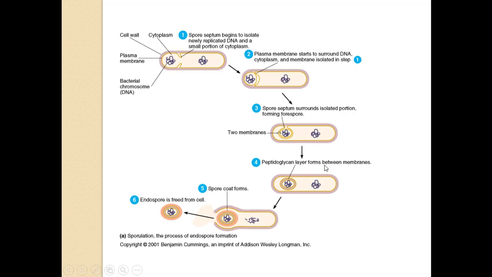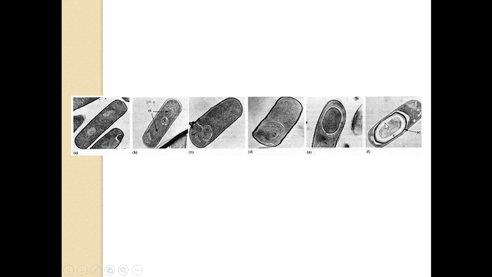The peptidoglycan layer forms between the membranes. So you have this guy. The spore coat forms, and the endospore is freed from the cell. So you can think of this as sort of like an escape pod, essentially. Like this ship's going down, and this guy just wants to get out of here and survive. So he gets into his escape pod and he gets out of Dodge. And this is sort of a picture of that happening in real life.